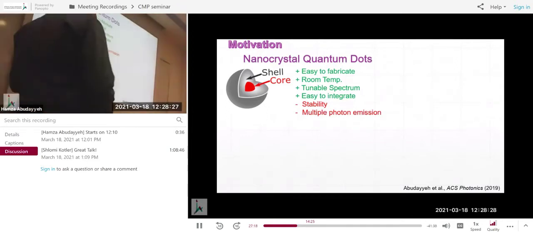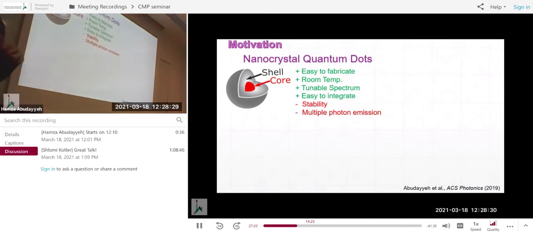So intensity stability. They tend to fluctuate in intensity and bleach over time, but this has been recently solved with the giant quantum dots. But the major problem is with this multi-photon emission.